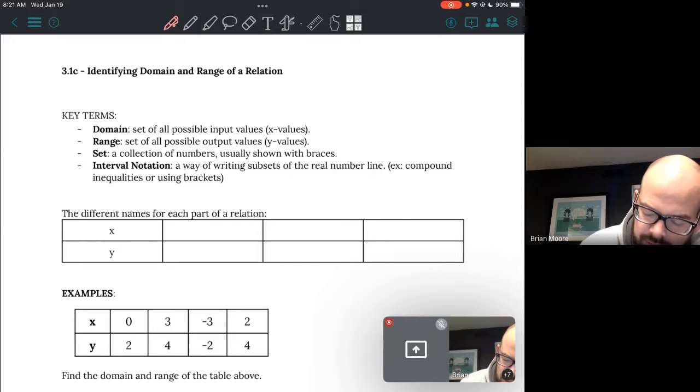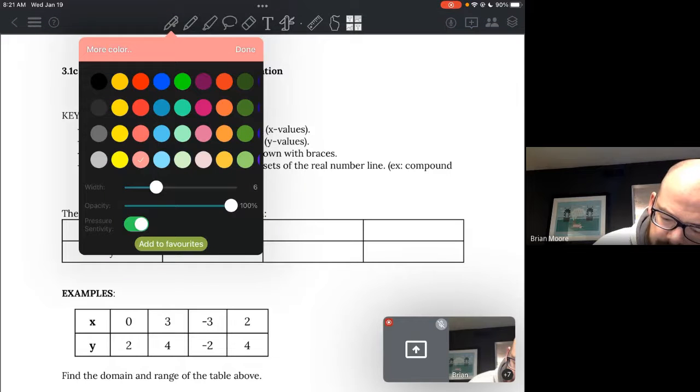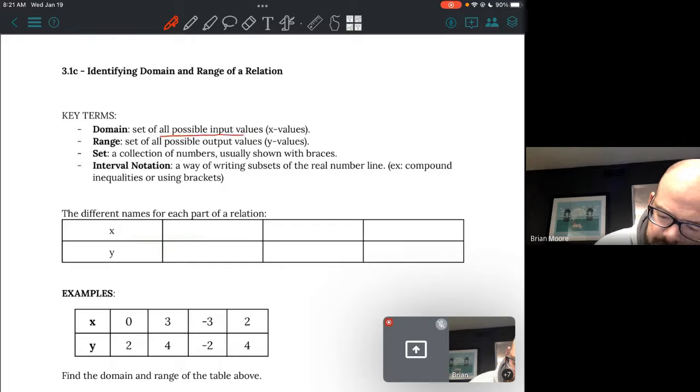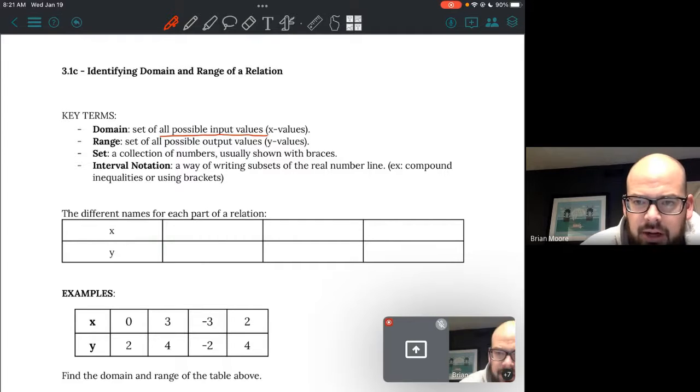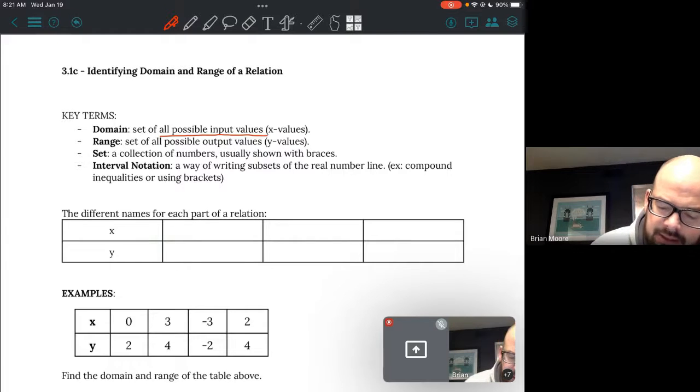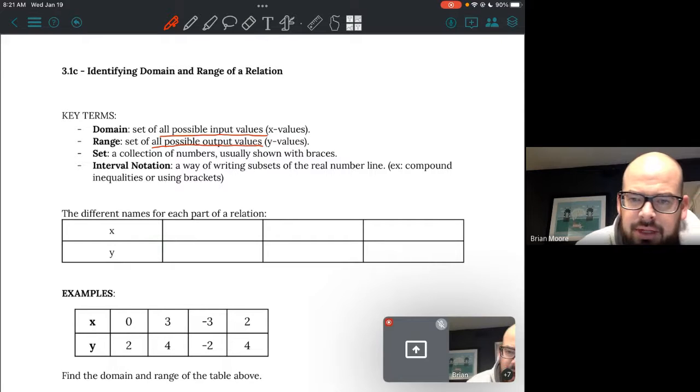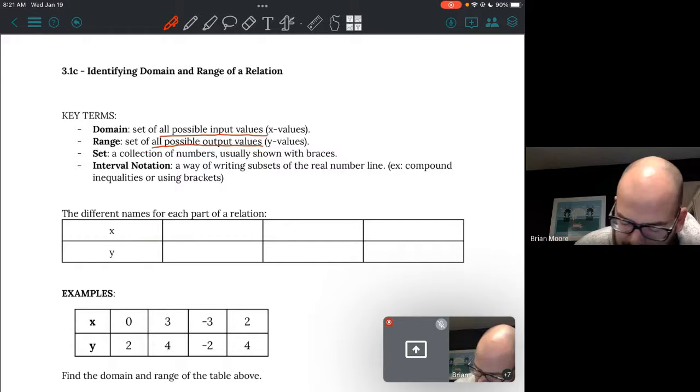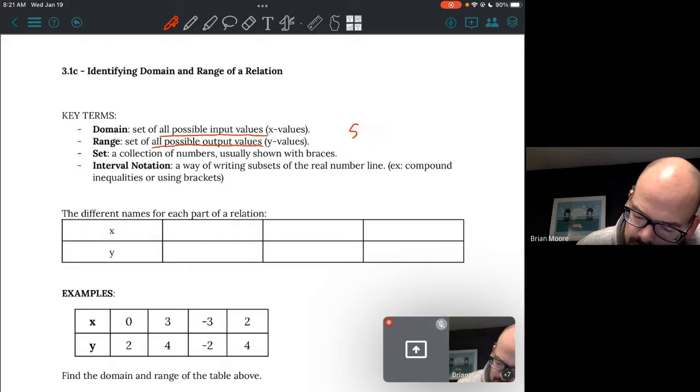These were all covered in the 3 videos from yesterday. So the domain is a set of all possible input values. Anything that could possibly go in for X and create a reasonable output is considered part of the domain. Anything that can come out of that relation is considered a part of the range. Now, a set is just a collection of numbers, and it's shown in these braces, usually with commas separating them.